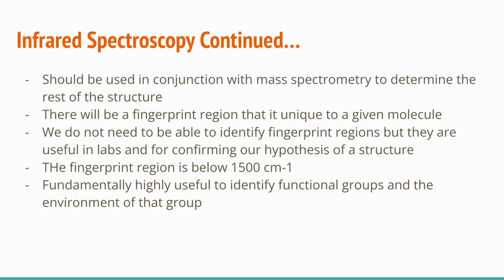So infrared spectroscopy has to be used in conjunction with mass spectrometry to determine the rest of the structure. There'll also always be a fingerprint region below the 1500 wave number region, and this fingerprint region is unique to a specific molecule in the same way that our fingerprint is unique to us as individuals. You won't need to be able to identify fingerprint regions, but they're useful in a lab setting for identifying structures.